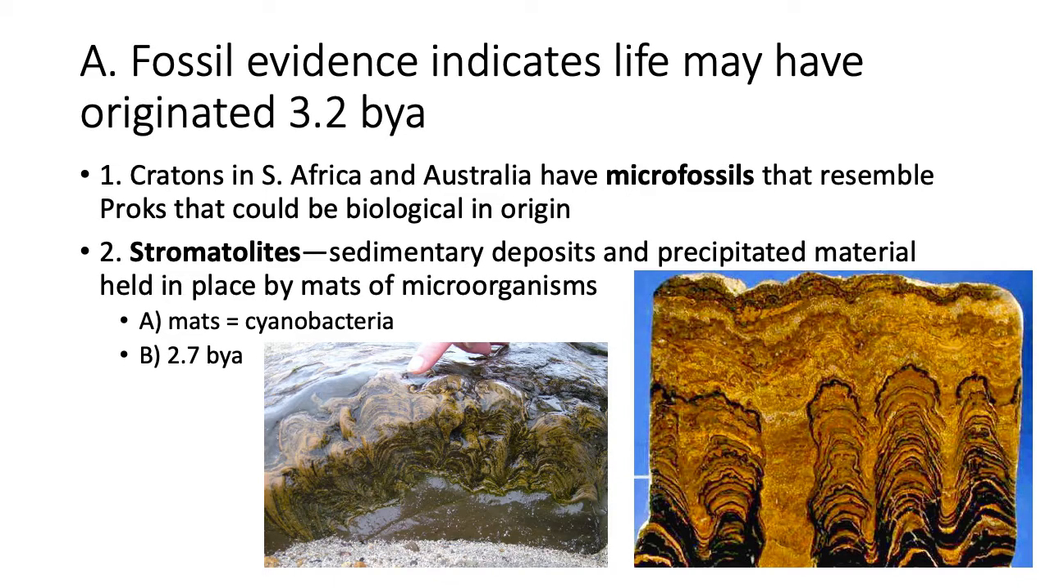One strong line of evidence comes from rocks called stromatolites, these sedimentary deposits and precipitated material held in place by mats of these microorganisms. These rocks show structure nearly identical to those found in large bacterial mats today, as you can see in the picture on the left-hand side. And careful analysis indicates that they must have been made by living organisms. When we do radiometric dating, it shows that these stromatolites are approximately 3.5 billion years old. And remember, Earth is about 4.5 billion years old. Like I said, the dates, this one says 2.7. I mean, they're kind of all over the place, honestly, but they're old. That's it. They're old.